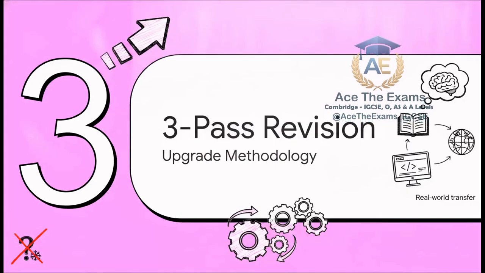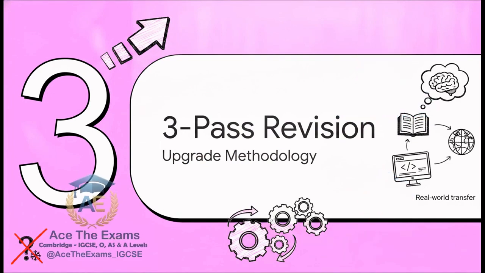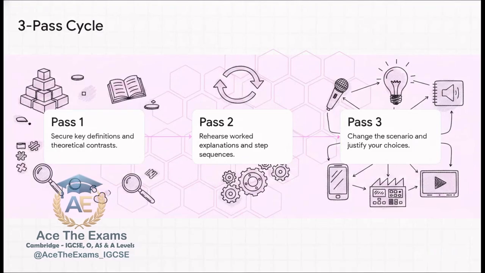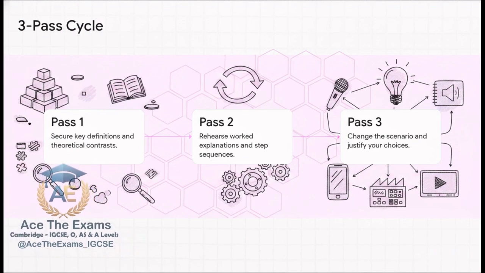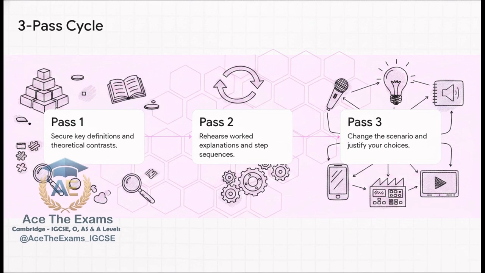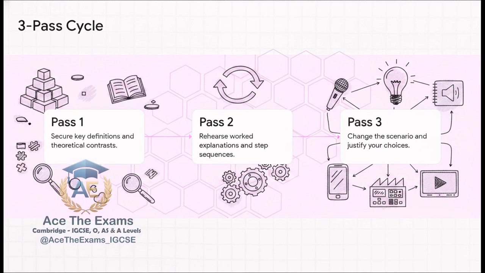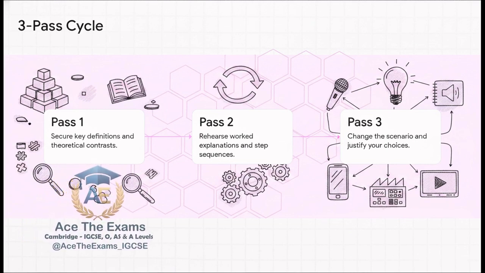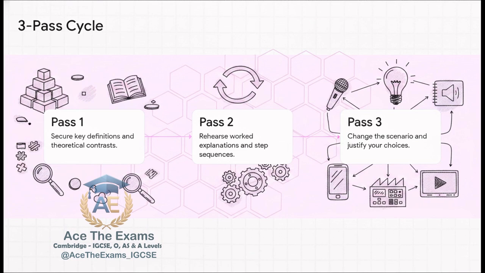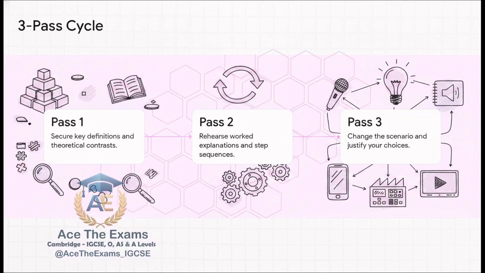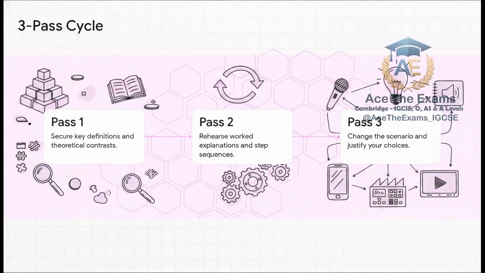To make absolutely sure you never freeze on these questions again, let's move to Section 3. The 3-pass revision cycle. This layered style is vital in computer science because the questions force you to adapt theory to entirely new scenarios. Okay, so pass 1 is your foundation. That's securing your definitions and contrasting things like checksums versus check digits. Pass 2 is practicing the sequence. Can you explain the steps of the process so clearly that another learner could follow it? But pass 3 is where the magic happens. This is where you change the scenario yourself. Mix up similar terms, justify your choices, and force your brain to apply the theory to, say, a smartphone, an industrial control system, or a media processing environment.